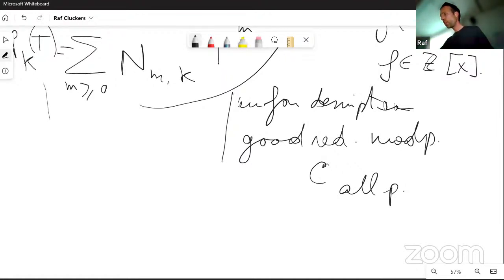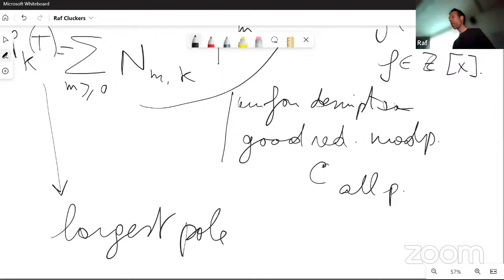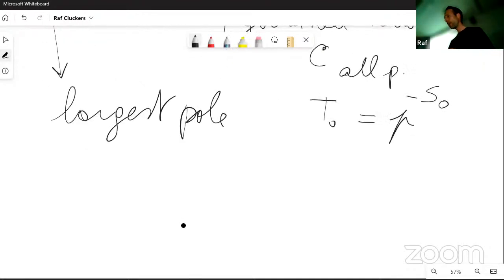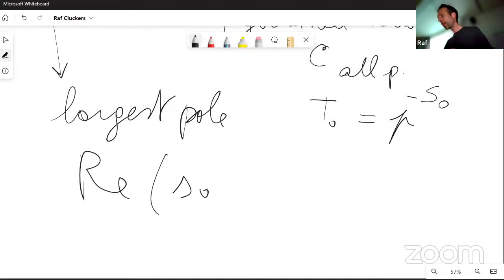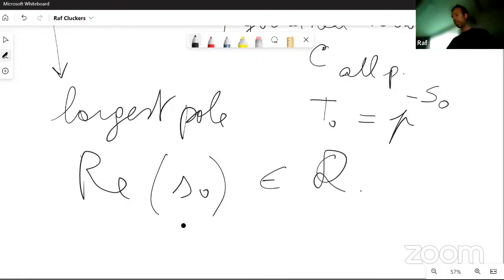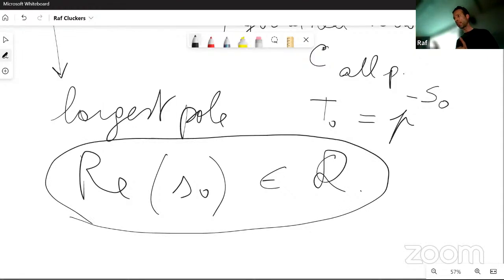So for each of these rational functions, I can look at the largest pole. And the poles, I will rewrite them. If I have a pole T_0, I can rewrite it as p to the power minus some value S_0. And then I take the real part of this S_0, and this is actually going to be a rational number. For this number, there are only finitely many candidates. They are negative, and I look at the largest one, so closest to 0. That's what I mean by the largest pole. So the negative rational number closest to 0.